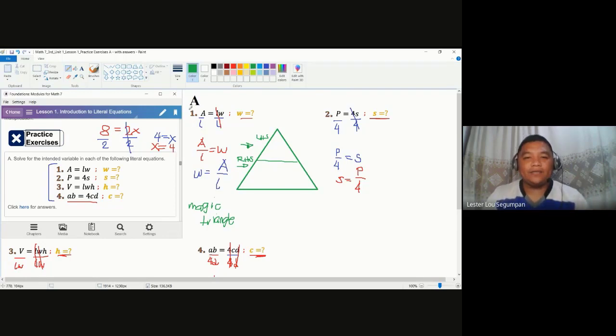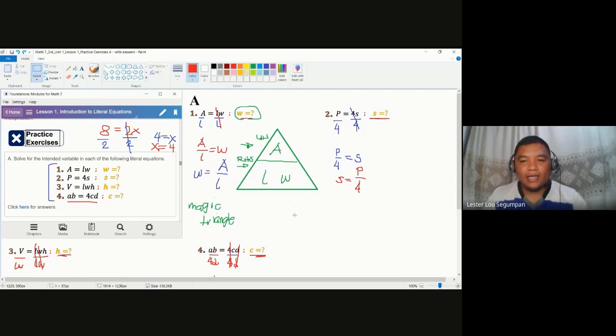So we place here, let's try for number one, the left hand side of the equation is A, and the right hand side is length and width. The application of the magic triangle follows the concept that the intended variable you're looking for is the variable you're going to hide or cover. To do that, let's try to cover the intended variable W here.